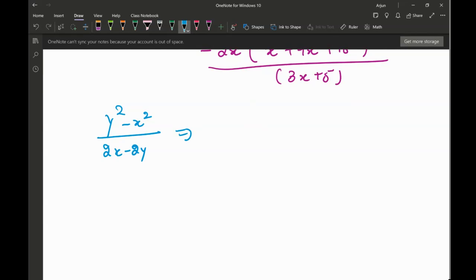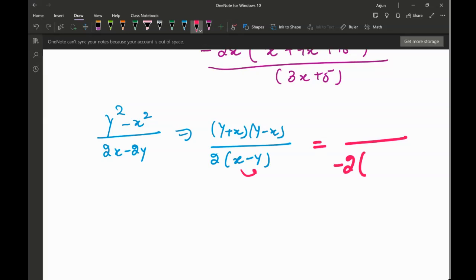All right, so now y square minus x square can be written as y plus x, y minus x. And then on the bottom, you will take 2 common: x minus y. Now, the top and the bottom look similar, but they are in the reverse order. So I'll take a negative outside from the bottom, negative 2, it will become y minus x, I will write. And then I will write the top as it is, y plus x and y minus x, and I can cancel y minus x from here, and the answer will be y plus x upon negative 2.